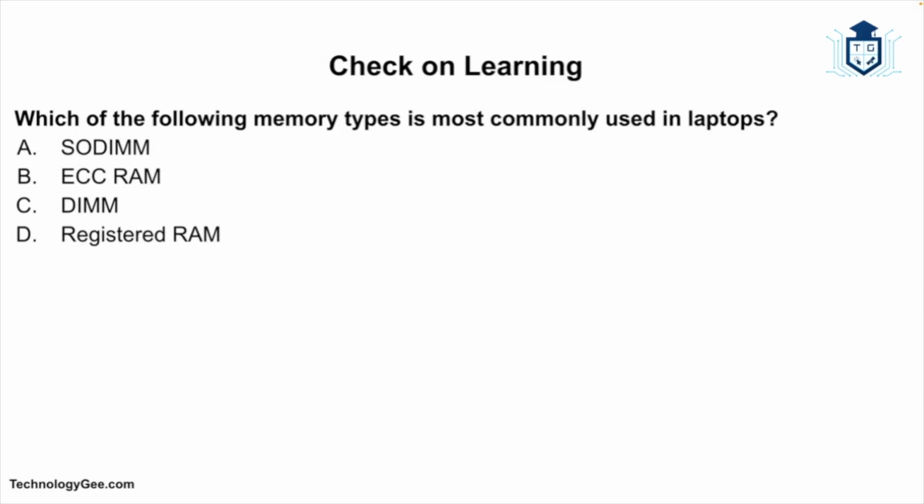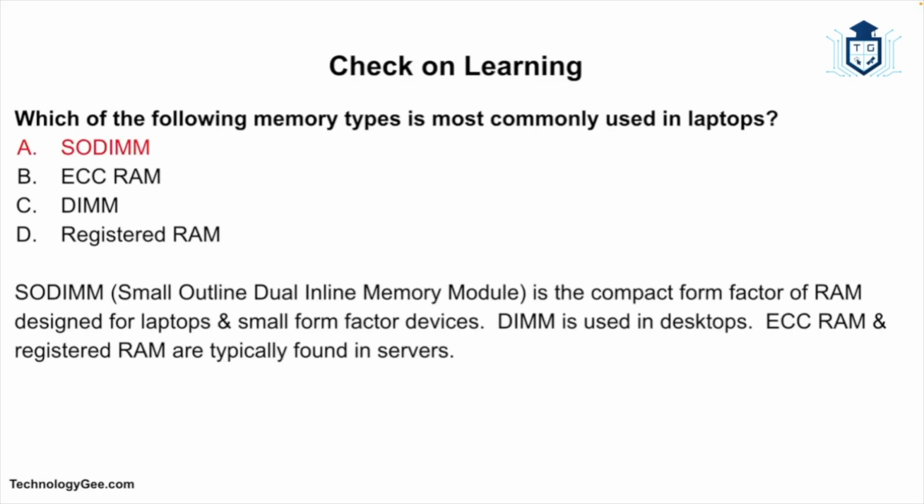So our first question is, which of the following memory types is most commonly used in laptops? Would this be SODIMM, ECC RAM, DIMM, or registered RAM? And the correct answer is SODIMM. So SODIMM, once again, this stands for Small Outline Dual Inline Memory Module. And this is the compact form factor of RAM that is designed for laptops and small form factor devices. DIMM, this is used in desktops. And error correcting code RAM and registered RAM, these are typically found in servers.